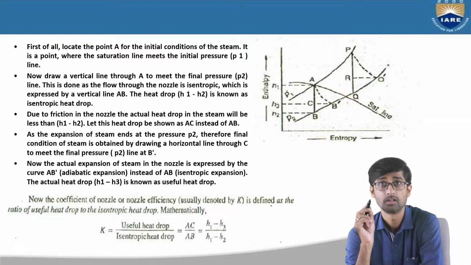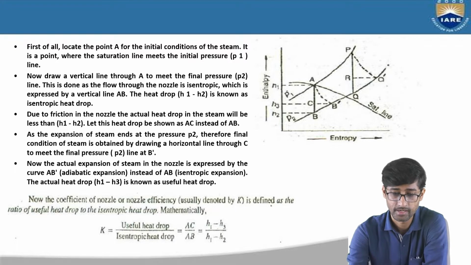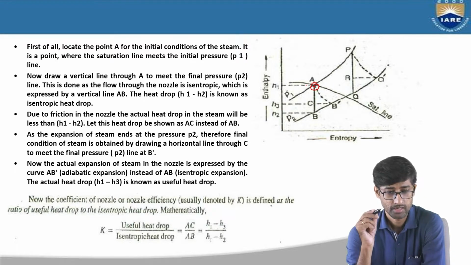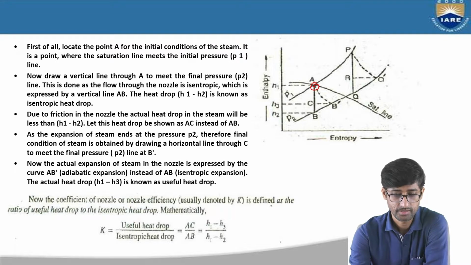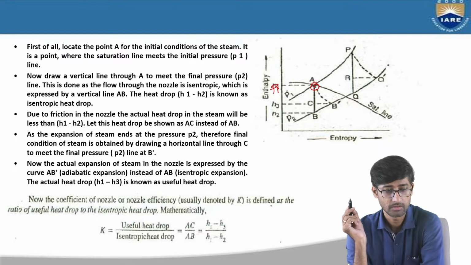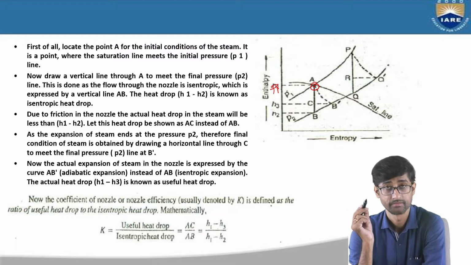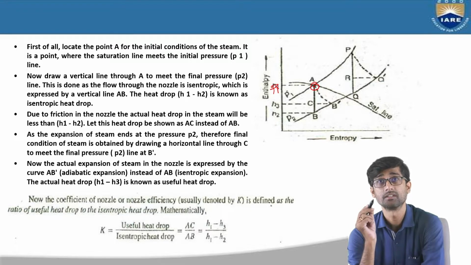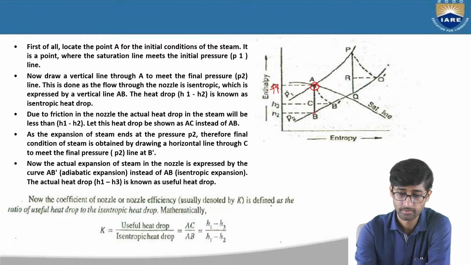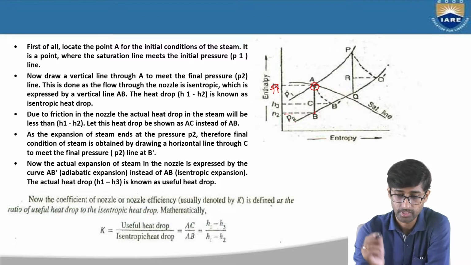Now first of all, look at the point A, the initial point of this steam. Let's say this is point A, where the saturation line meets the initial pressure. This is called P1, the initial pressure P1. Now draw a vertical line through this point A to meet the final pressure. If you draw, this is the final pressure P2. Here it is P2.